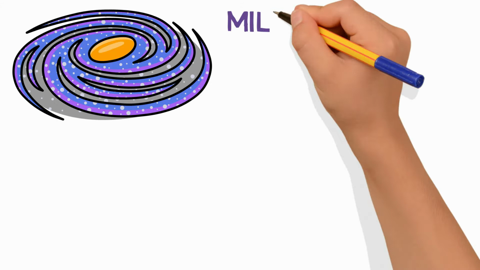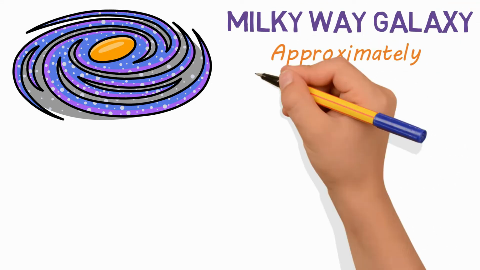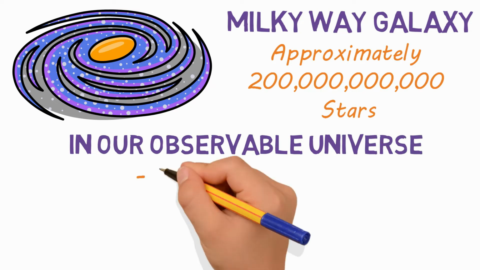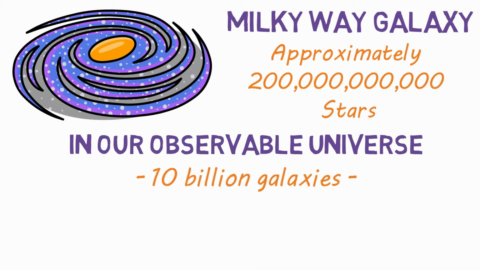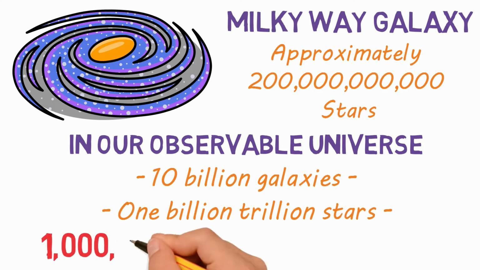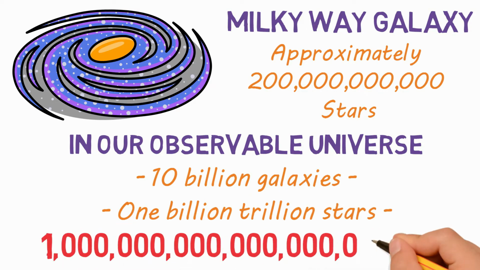Well, let's zoom out. Surely 1 million is a big number when looking at large objects, right? Well, in our galaxy, there are approximately 200 billion stars. And in our observable universe, there are 10 billion galaxies and an estimated 1 billion trillion stars. That's a 1 followed by 21 zeros. A heck of a lot more than 1 million.